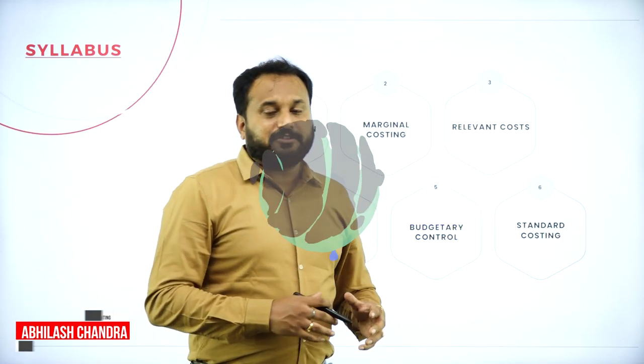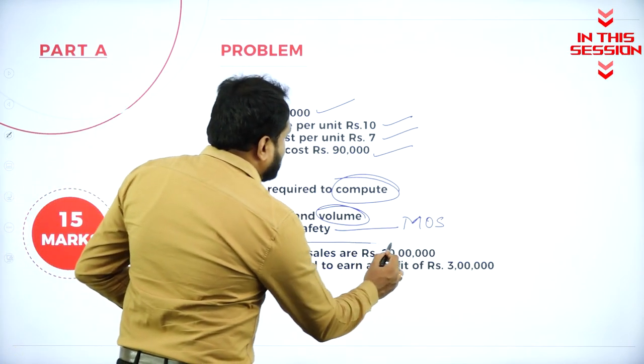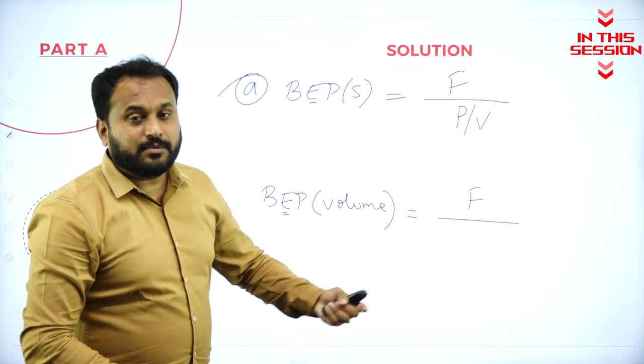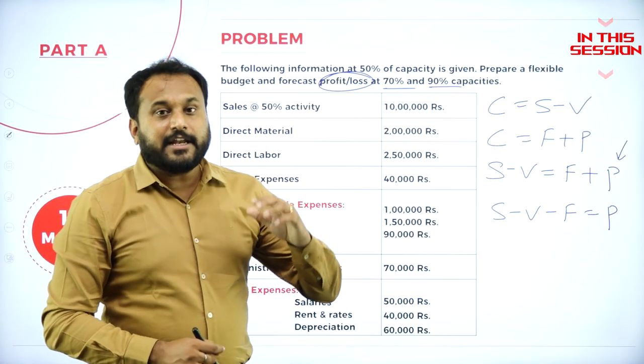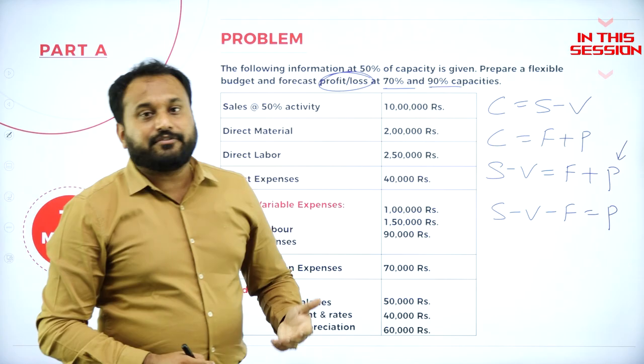There are three types of budget problems which we are supposed to solve. That is the sales budget, flexible budget, and cash budget. PV ratio is always represented in percentage. Now, whenever we go with BEP volume, it is all what? Units. Calculate total variable cost. Then you are supposed to add your fixed cost.